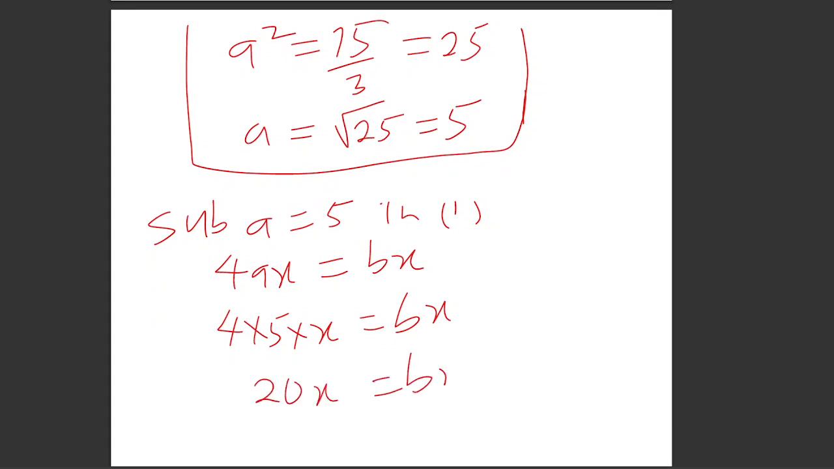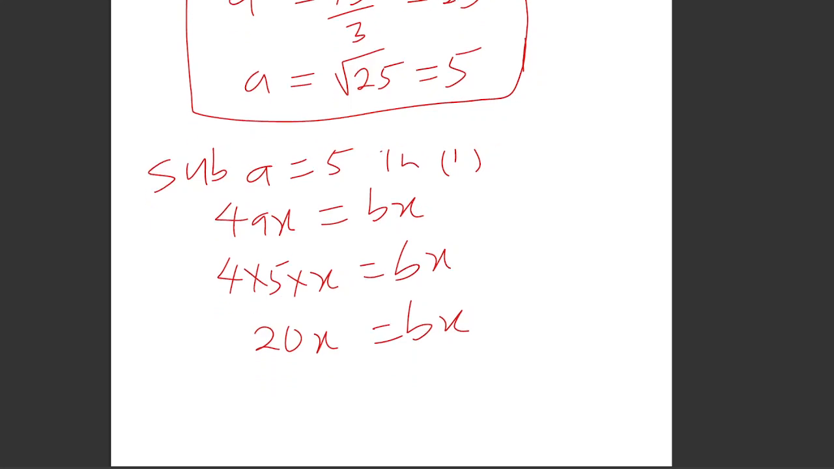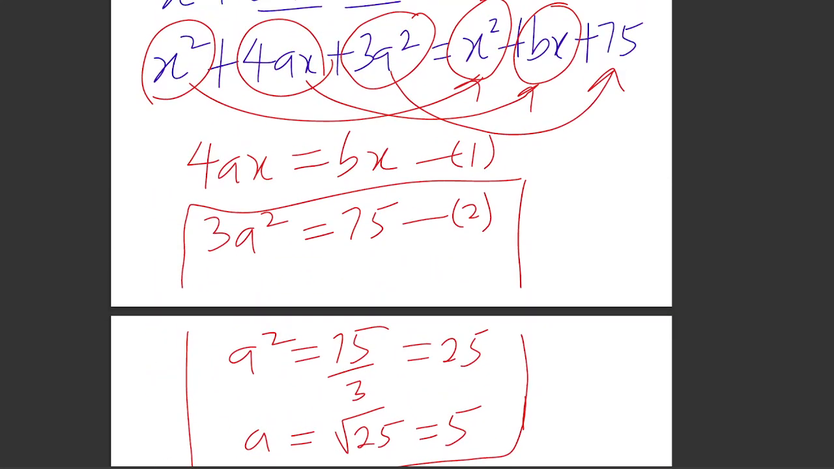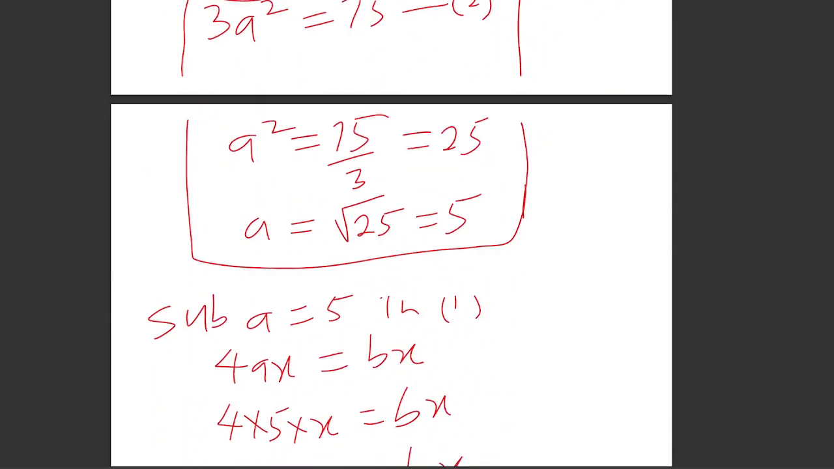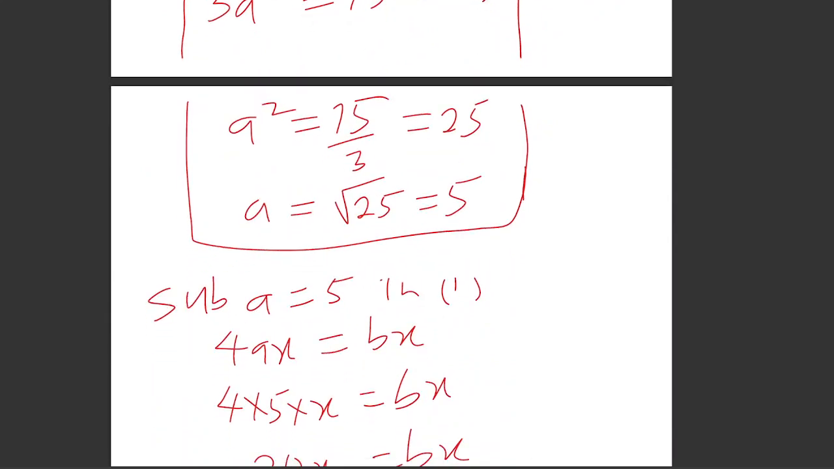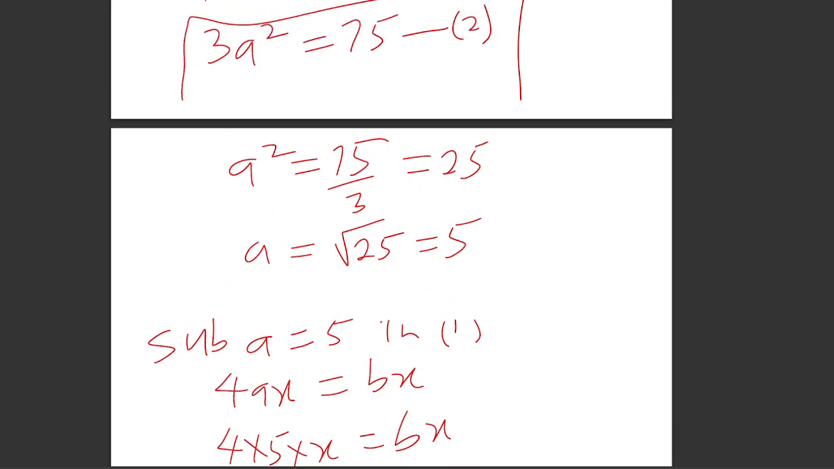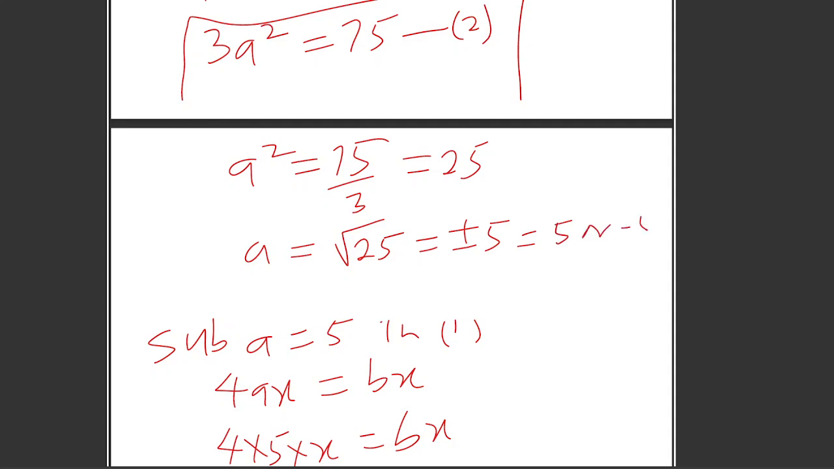equals bx. What we are looking for is b, because the question says we should find the two possible values of, sorry, there is a mistake here. When you find the square root of a number, this is supposed to be plus or minus. Not really a mistake, but I'm supposed to put that. So these are going to be plus or minus 5. So which means the value of a is 5 or minus 5.